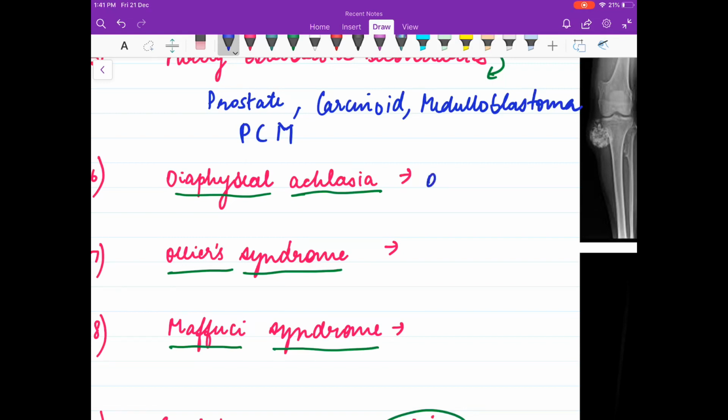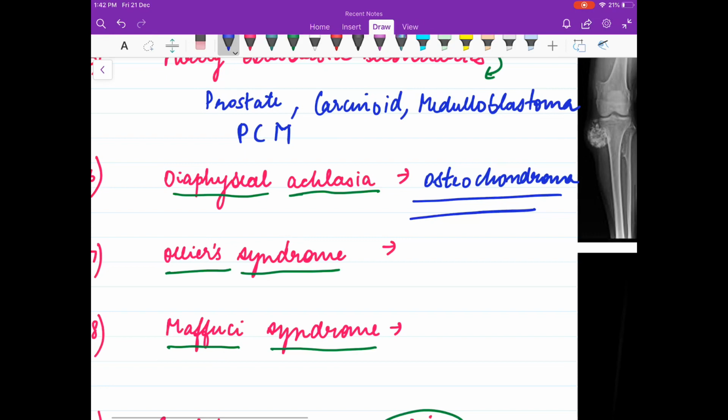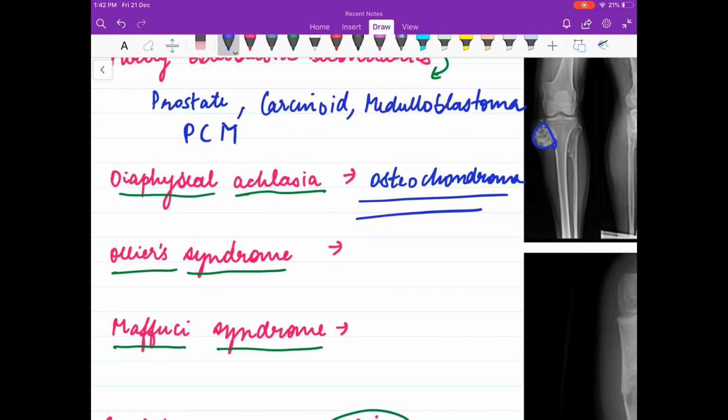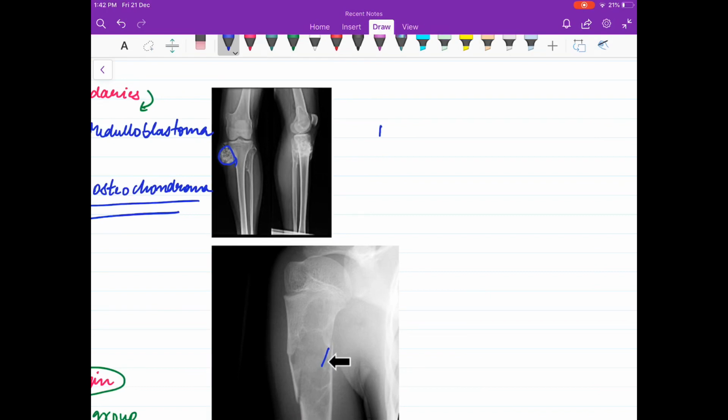Diaphyseal aclasis is osteochondroma. It is a developmental defect in which you will see a bony outgrowth from the diaphysis of the bone. What is the name for multiple hereditary osteochondromas? It is Masada syndrome.